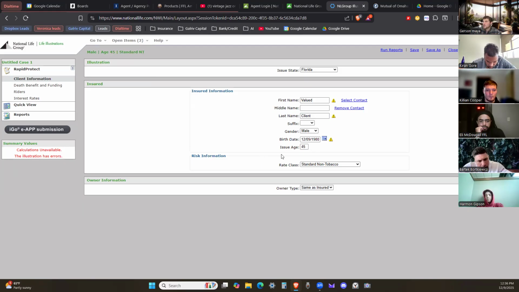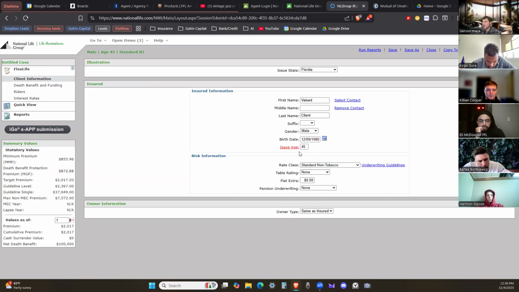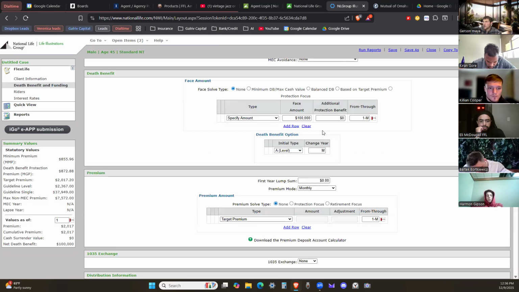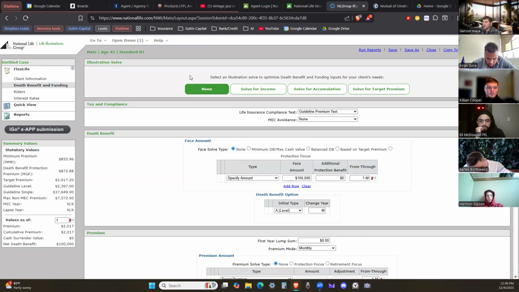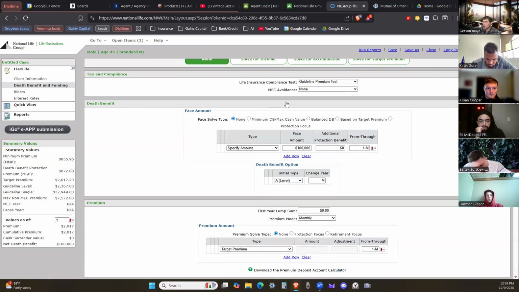All right, so 45 years old, not the Rapid Protect, the Flex Life, perfect. Now, when we're going to the death benefit and funding, this is actually a new tab in this illustration. I still wouldn't worry about that. I don't put anything for the MEC avoidance. It does it on its own. Guideline premium test, keep it the way it is.